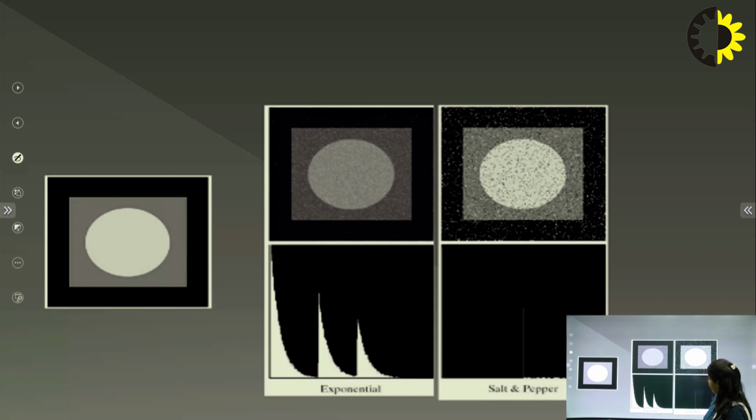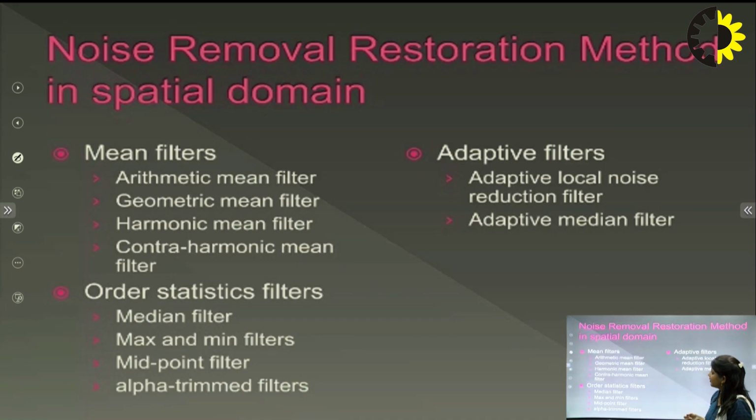Here we have the example of exponential noise and salt and pepper noise, like this. This is called salt and pepper noise. So these are all the histograms of noise models. Then, for noise removal, we have to apply some restoration filter method.